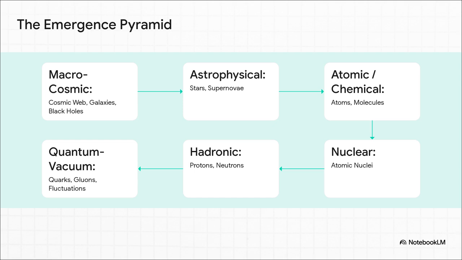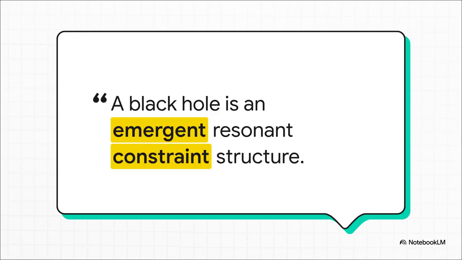Each layer is literally built from the one below it, using the exact same 3-step recipe: noise, resonance, and constraint, over and over again. This quote just nails it. A black hole isn't just a dead star, it's an emergent, resonant, constraint structure. It's emergent because something totally new was created, resonant because of that runaway gravitational feedback, and constraint because of the event horizon that locked it all into place. A self-organized coherence in space-time.